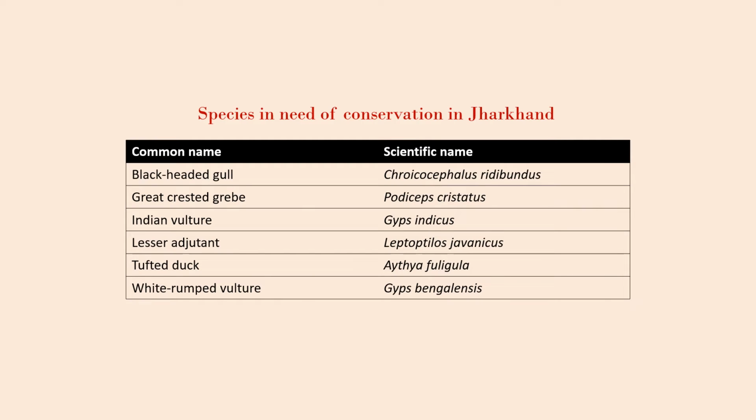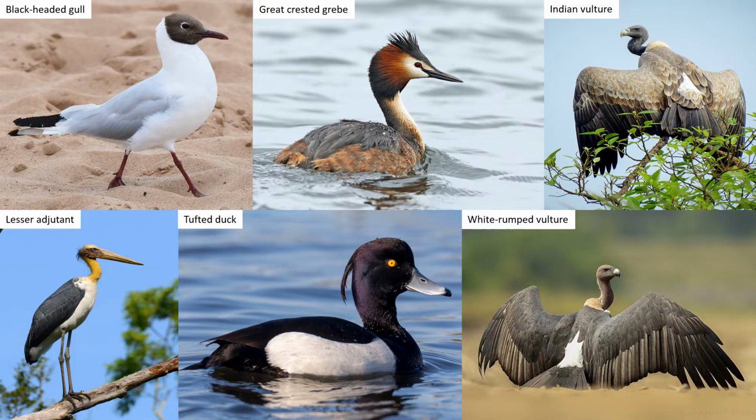And these are some species that are in need of conservation in Jharkhand, like black-headed gull, great crested grebe, Indian vulture, lesser adjutant, tufted duck, and white-rumped vulture. So these require serious conservation. Here are the pictures of these birds.